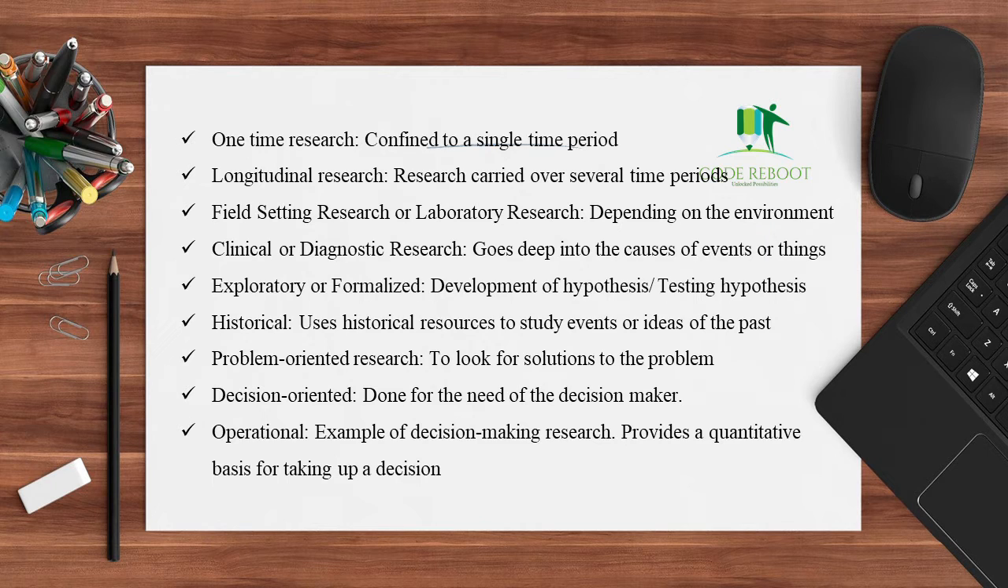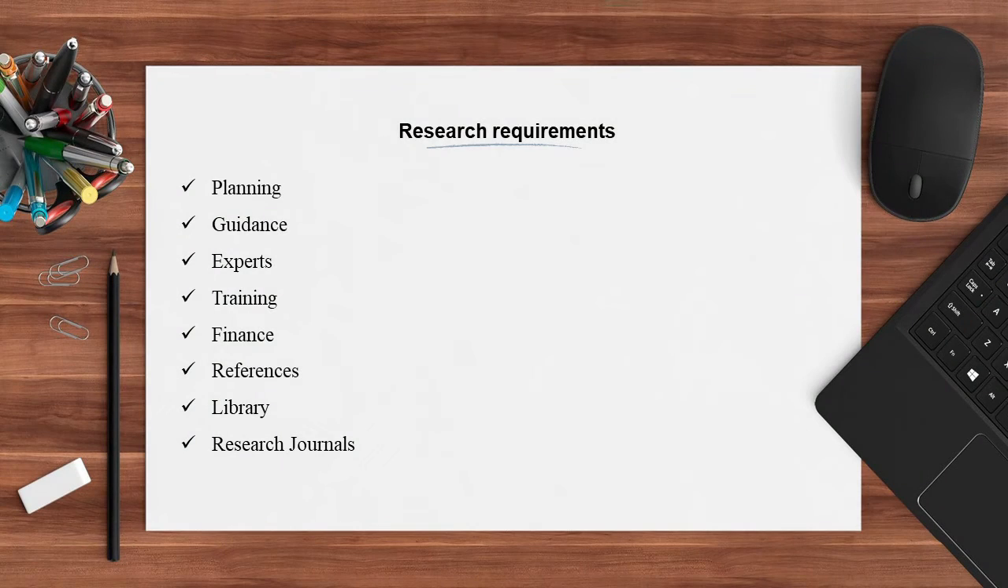So operational is an example of decision making research. After making a decision, you have to do it physically. So what is the operation we are going to carry out after the decision? These are all the methods we are following in the research. So the next thing is research requirements.